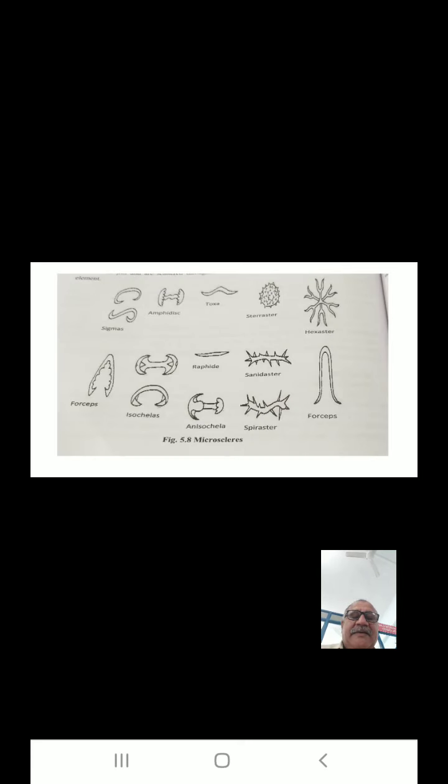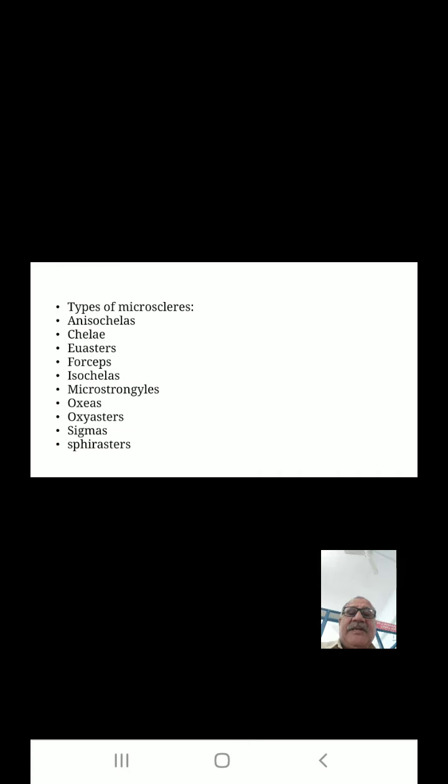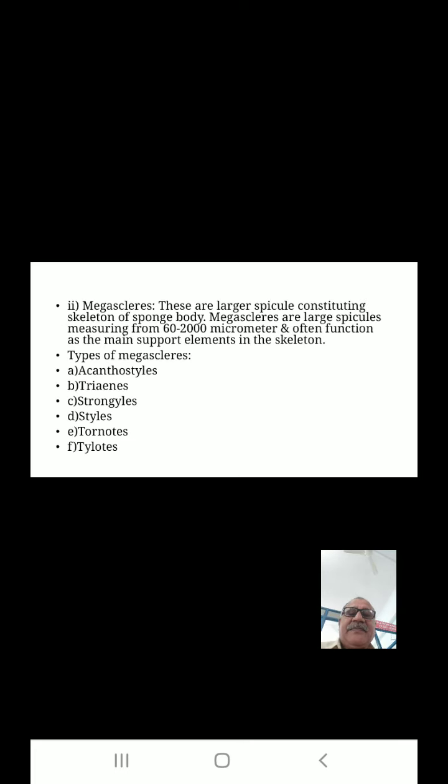These are diagrams showing the different structures of microscleres. Types of microscleres: anisochelae, chelae, euasters, forceps, isochelae, microstrongyles, oxeas, oxyasters, sigmas, spirasters. The second one is the megascleres.